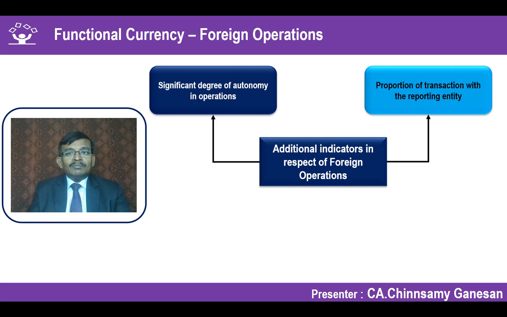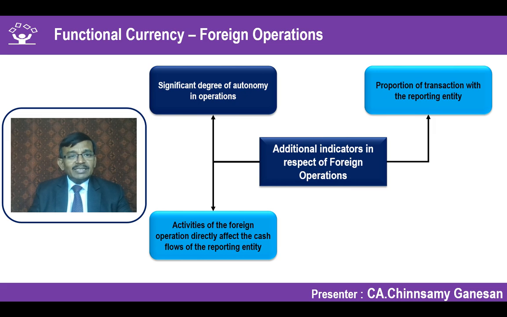Suppose there is no proportion of transactions, it has only made an investment, and all other operations are being done with a significant degree of autonomy, and the purchases, sales, everything is happening independently and not dependent upon the parent company. That shows that the foreign operation is an independent foreign operation, and to that extent the functional currency will be determined based on the primary and secondary indicators of that particular economic environment.